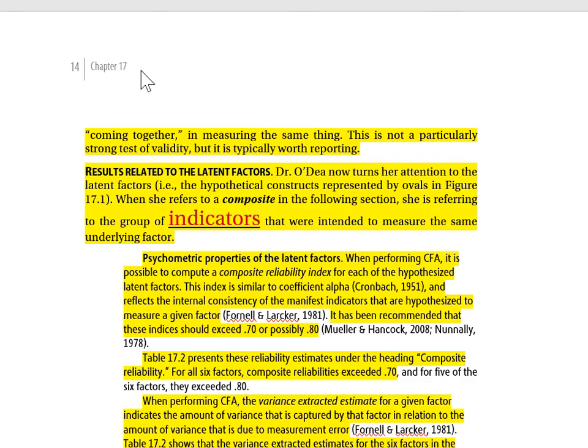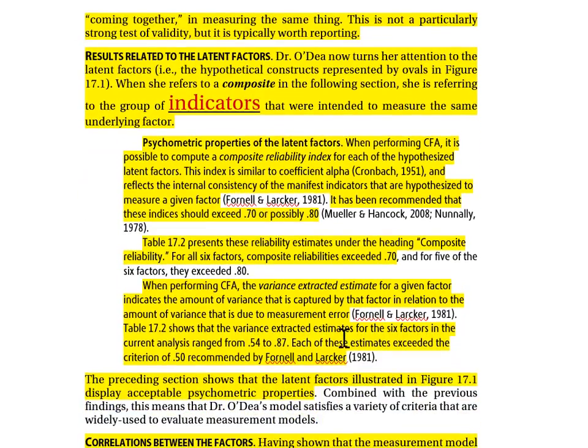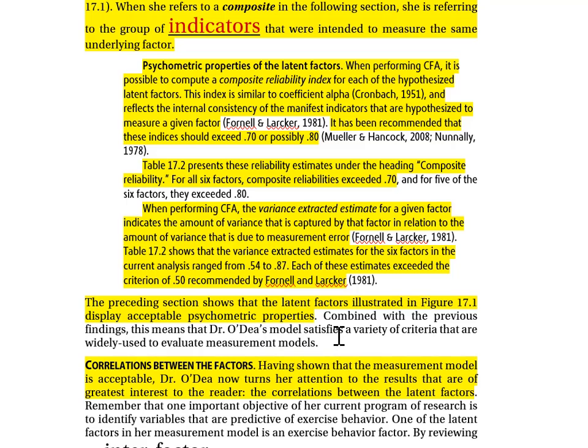We go back to page 14 and final comments on these psychometric properties. The preceding section shows that the latent factors illustrated in 17.1 display acceptable psychometric properties. This is a good place to end part 3 of my video series. We'll begin part 4 of my video series with the section on correlations between factors. That'll be in part 4.